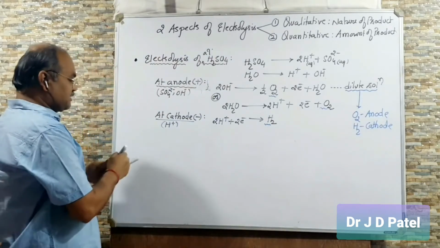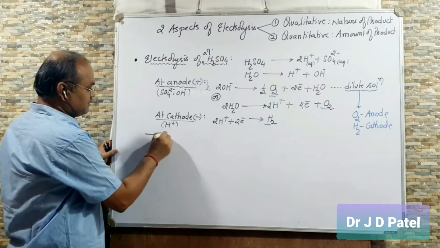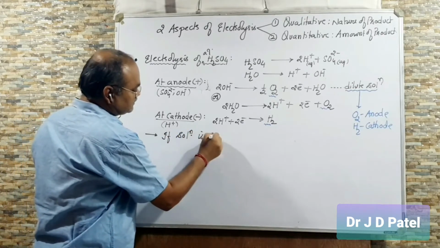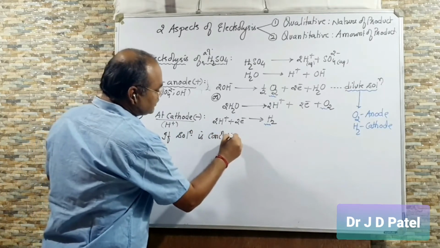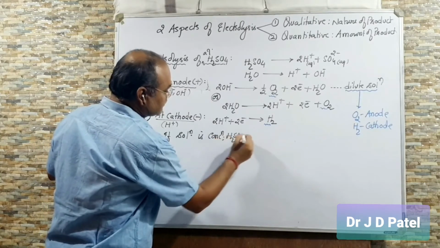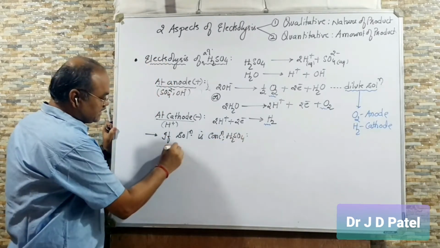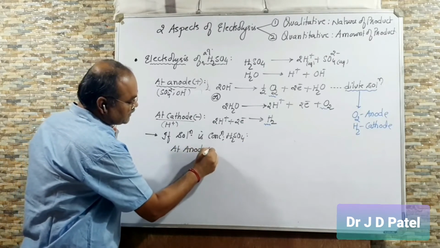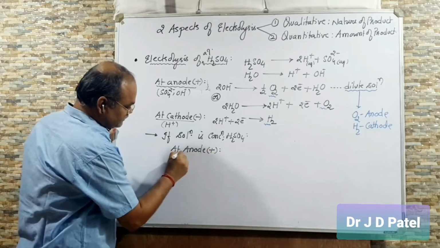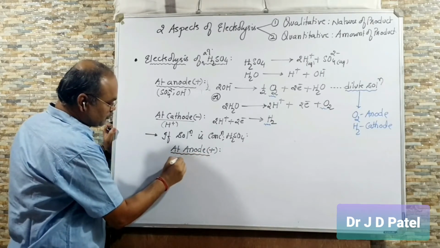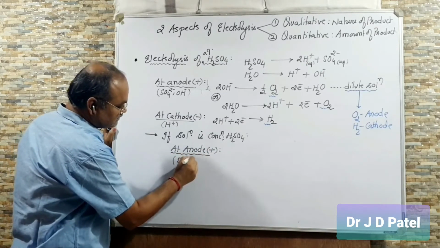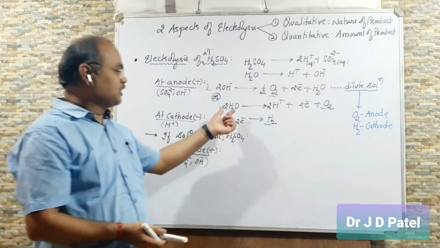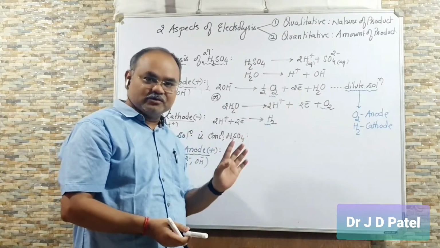But what about concentrated solution? If the solution is concentrated H2SO4, then in case of concentrated H2SO4 at anode, again positive, 2 possibilities, SO4 2 minus, OH minus. Now you know in dilute solution water is more, that's why this undergoes oxidation.